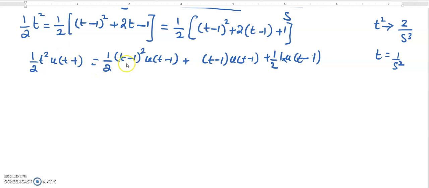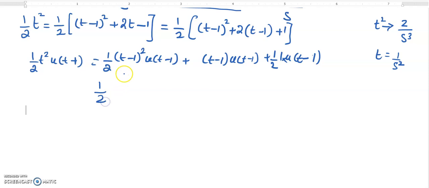So we have written it down in the form of t functions: t squared over 2, t minus 1, and u(t minus 1). So this is a Laplace transform. For example, the Laplace transform of this will be t squared. This is a t squared term, so for the t squared term the Laplace transform is in the form of 2 over s cubed.